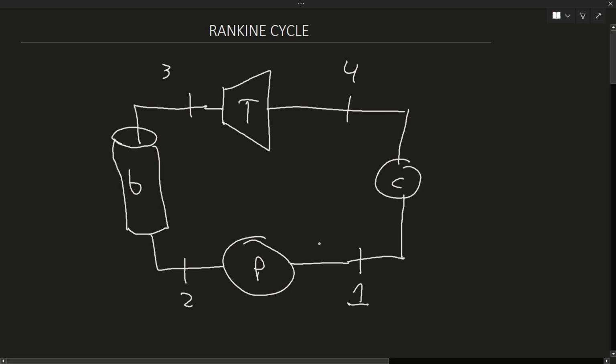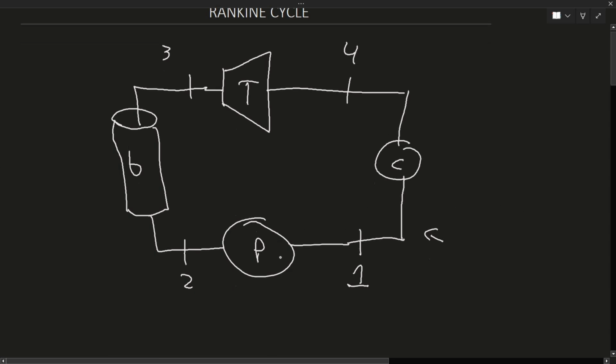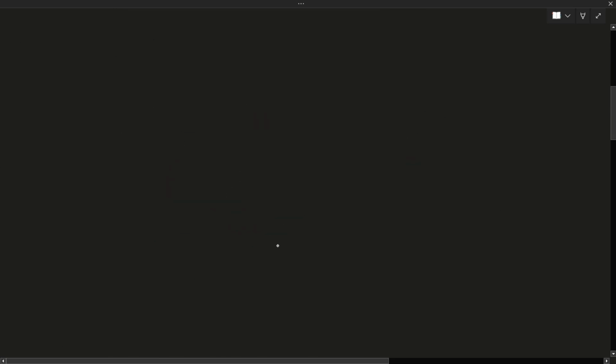So this is what it's going to look like. You start at point 1, it goes through a pump, that's the boiler, then it goes through your turbine, and then finally the condenser and it restarts, okay? This part, you don't really need to know by heart for your exam. What you do need to know is the TS diagram. That's the most important part. So I'm just going to draw that real quick.